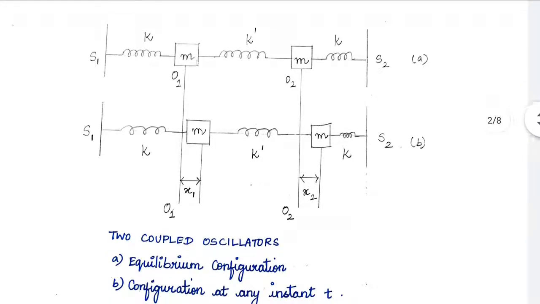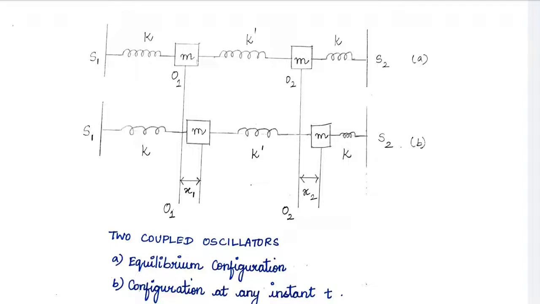Then S1 to m will represent one oscillator, and S2 to m will make another linear oscillator, so we have two linear oscillators. These two linear oscillators are coupled together by another massless spring which has a force constant k prime. Picture A represents the two coupled oscillator at the equilibrium position.